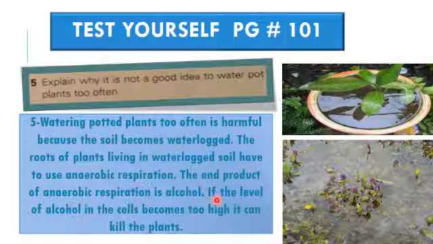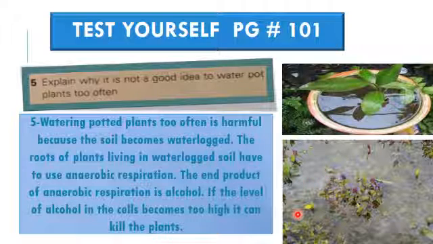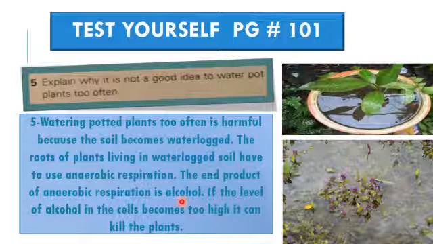And if the plant respires in this waterlogged situation, what happens? The anaerobic respiration product is alcohol, that is ethanol, which is harmful for the plant roots and even for the whole plant. And if the level of alcohol in the cells becomes too high, it can kill the plant. So that is why it is not a good idea to water potted plants too often.